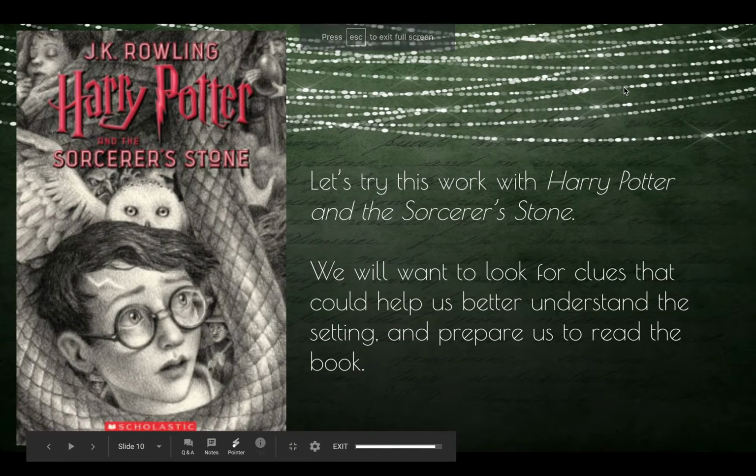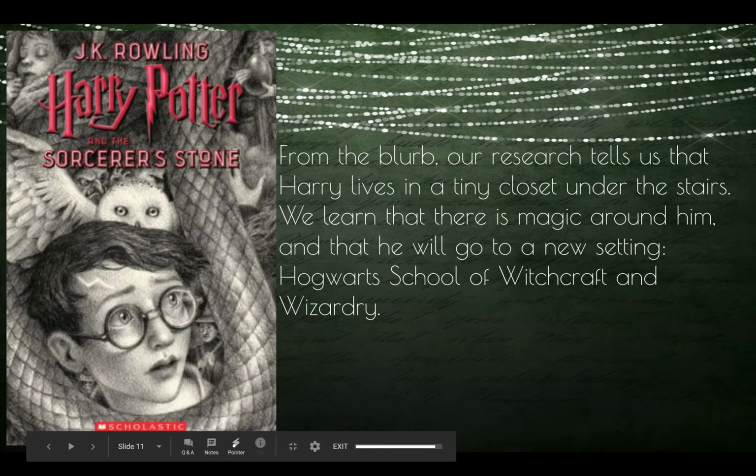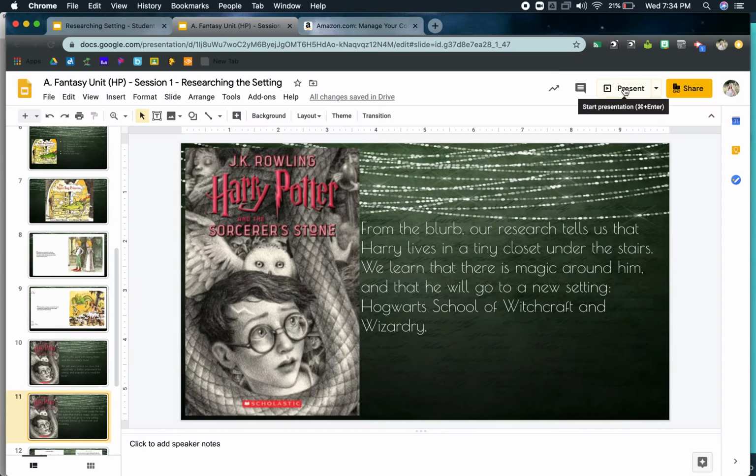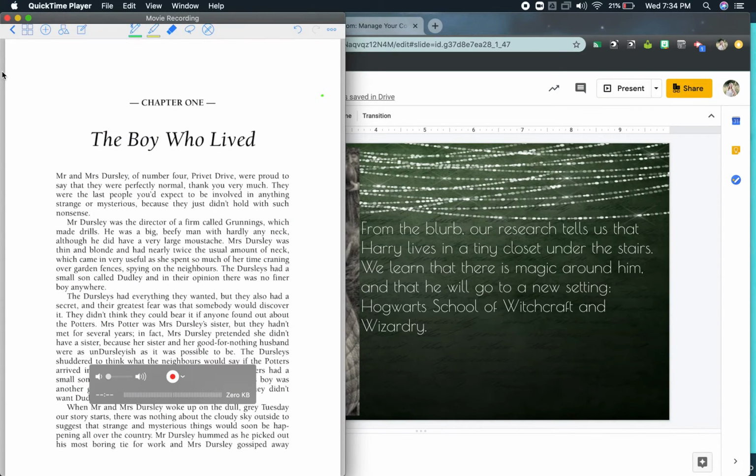Now we're going to take a look at Harry Potter. And we're going to look again at the cover. So we see the cover here. We've got the snake. We've got an owl. We know that there's some sort of magical elements. And the blurb on the back tells us that Harry lives under the stairs. We learn there's magic around him and that he's going to go to a new setting, Hogwarts, School of Witchcraft and Wizardry.